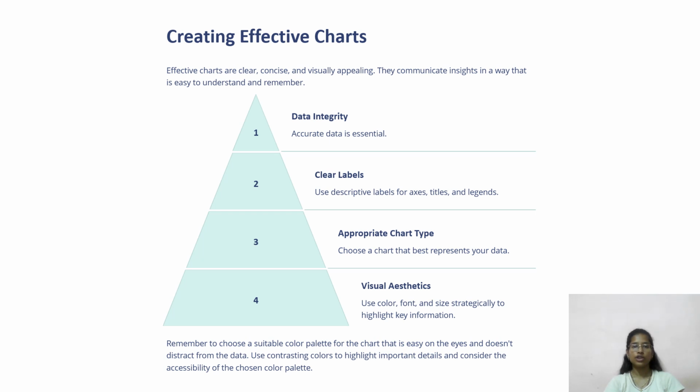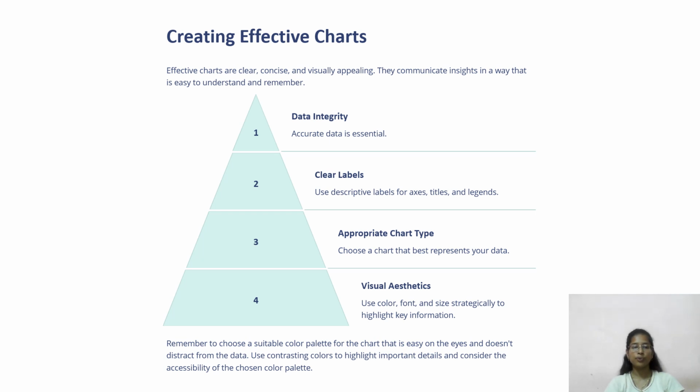Coming to creating effective charts, it includes four steps. The first is data integrity. Data integrity ensures the accuracy, consistency and reliability of the data throughout its life cycle. It involves maintaining data quality and preventing unauthorized access or corruption. The next is clear labels. Clear labels enhance the readability of charts by accurately describing the data points and axes. They help the audience quickly understand the information being presented.